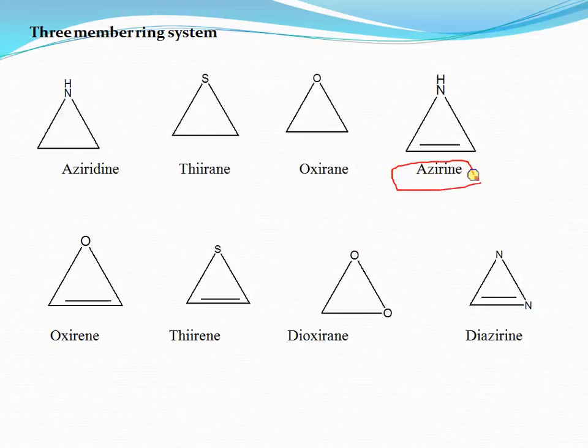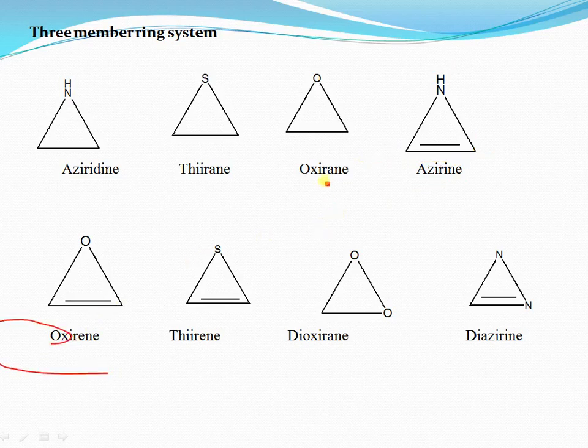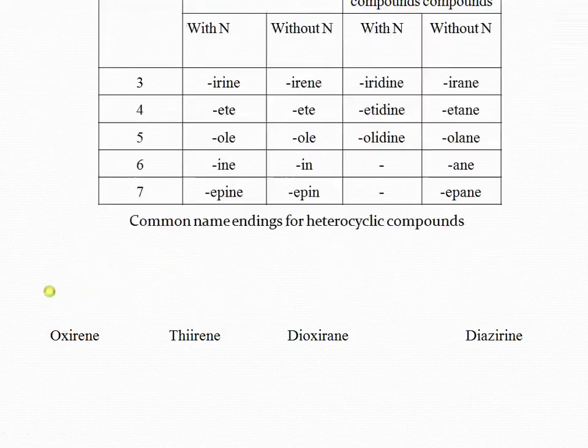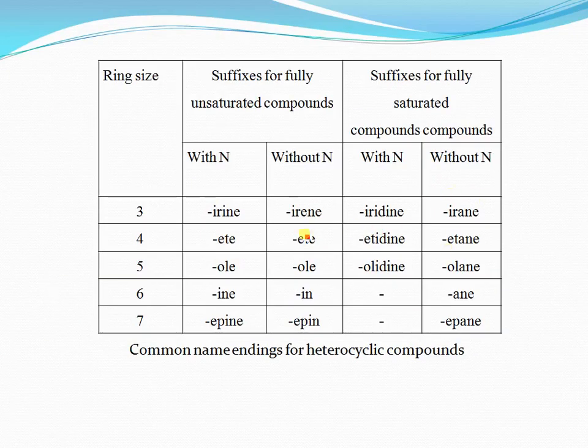This is azirine, again it is azirine, 1, 2, 3. 2H-azirine has a double bond between 2 and 3, or unsaturation between 2 and 3. Oxirene: the irane is converted into irene because of unsaturation. It is without nitrogen, it is irene and irane.